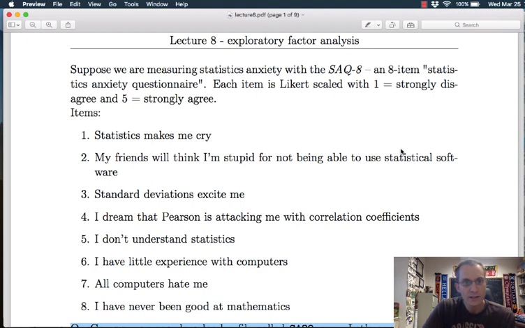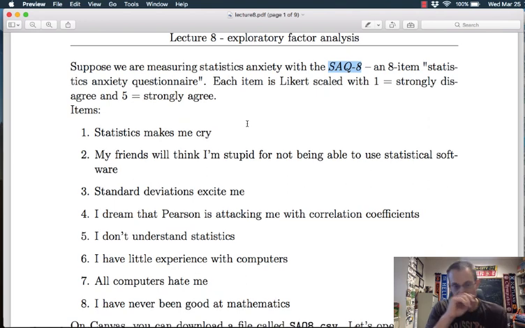So to begin, let's suppose that we are trying to measure statistics anxiety. And we have a scale that we're going to call the PSYC-8. SAC meaning Statistics Anxiety Questionnaire, and the 8 refers to the fact that it is an 8-item questionnaire. Each of these 8 items is a Likert scaled item, so that means that people will rate them on a scale of 1 to 5, where 1 equals strongly disagree and 5 equals strongly agree. And here are the 8 items that people are asked to rate.